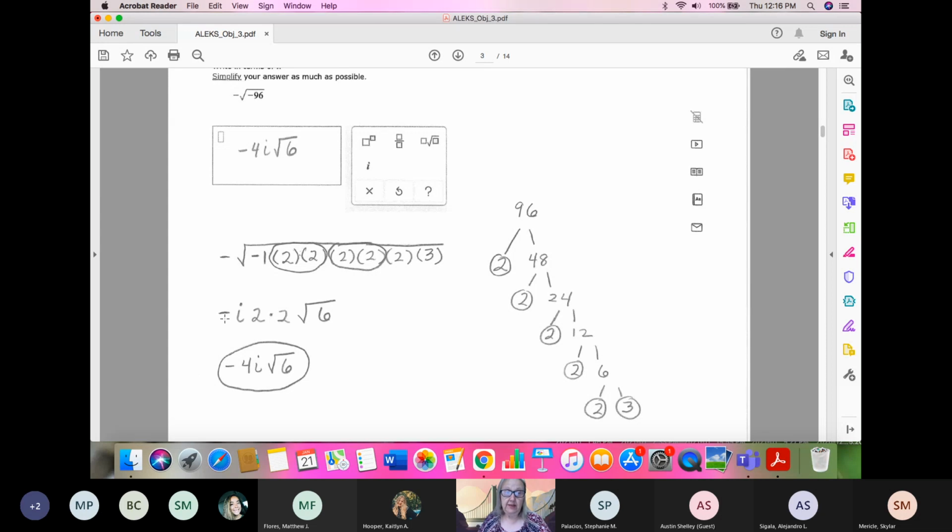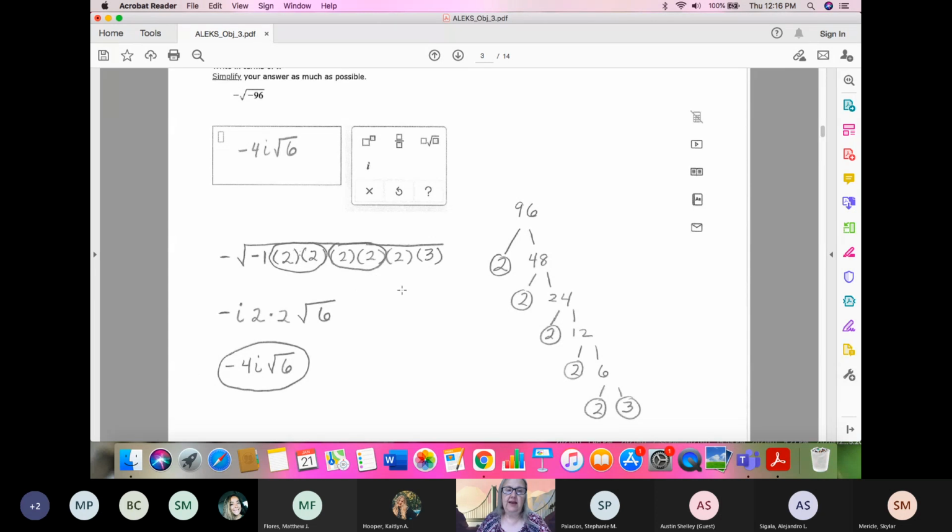So let's copy down this negative sign. Square root of -1 is i. So I wrote down this i. For this pair of 2s, for every 2 of the same, we can take it out as a single one. So we've got 2 2s. That means we can take it out as a single 2. So that's this 2. Here's another pair of 2s. So we can take that out as a single 2. Here's that 2.